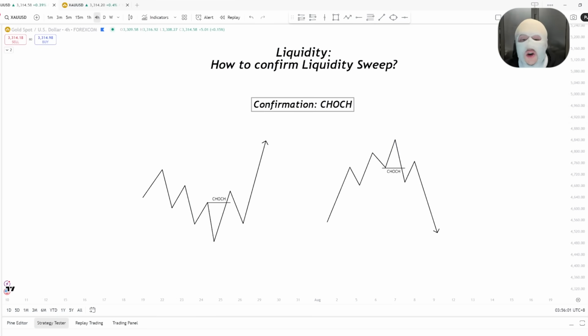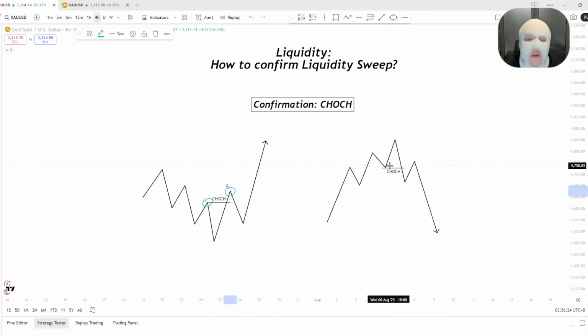Now, this confirmation you're looking for is a simple change of character. If you're new to market structure, a change of character, or CHoCH for short, is a sign of a potential trend reversal. So, for a bullish change of character, what you look for is a recent lower high being taken out, with price setting a new higher high.